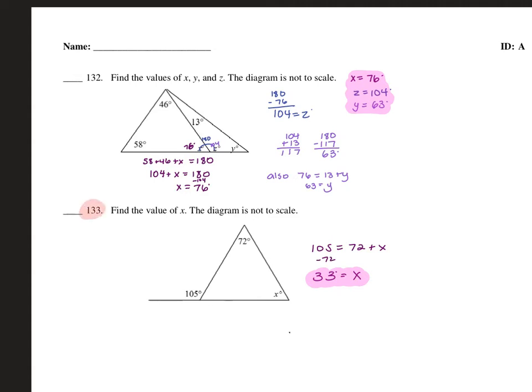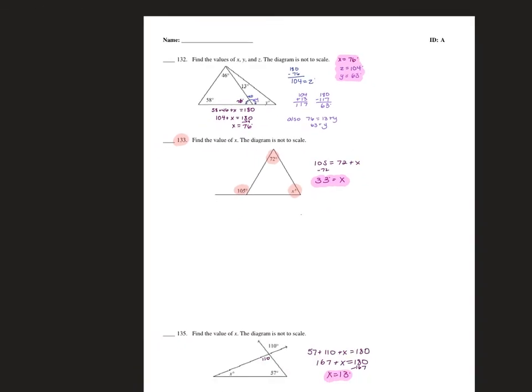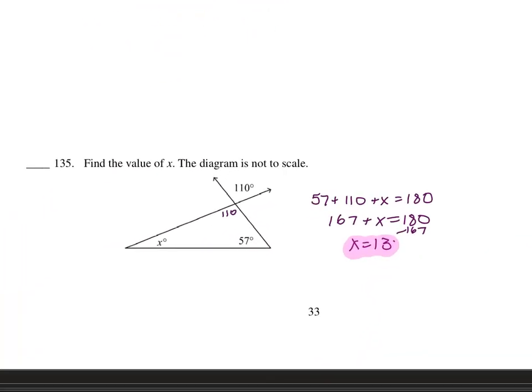133 was your exterior angle sum theorem, which said that the exterior angle is equal to the sum of the non-adjacent or remote interior angles, the ones that are not next to it. 135, you had to use vertical angles, and then this triangle sum theorem, which says they're 180.